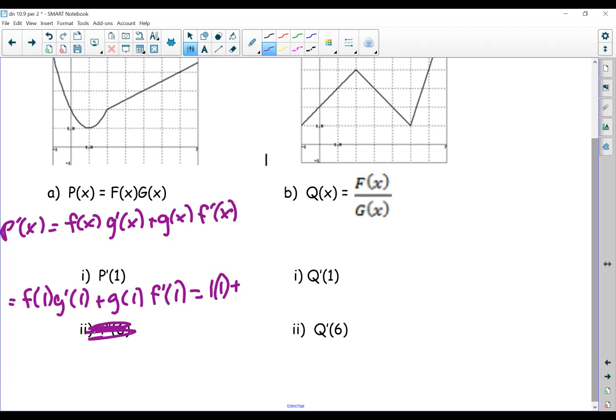And I'm just not going to do p prime of 6 or q prime of 6. Yeah, I just don't feel like it. Okay. So g of 1, again, g of 1 would just be the point, that's 3. And then f prime of 1 would be the slope, that would be 0 there. So I end up with just the answer of 1.